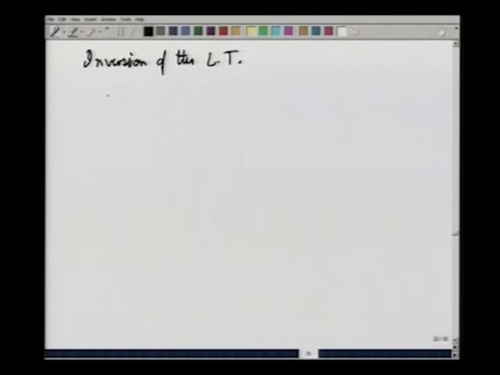So, suppose we already know that if you have x t, if you have X s, then it is the continuous time Fourier transform of x t e to the minus sigma t. So, this is what we have.